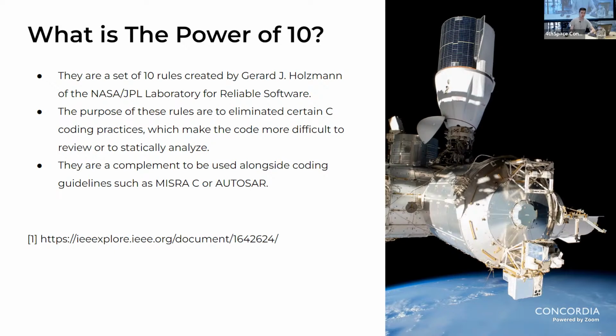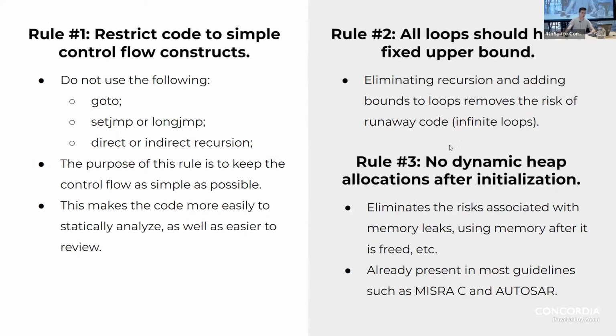The main purpose of these rules was to eliminate some of the more dangerous C coding practices, which would either make the software more difficult to review or statically analyze, or were just in general more dangerous coding practices. These rules are meant to be used alongside coding guidelines such as MISRA C or AUTOSAR, which I'll mention after this section. It's composed of a few different rules, 10 in total. The first one that we're going to have a look at is to restrict our code to more simple control flow constructs.